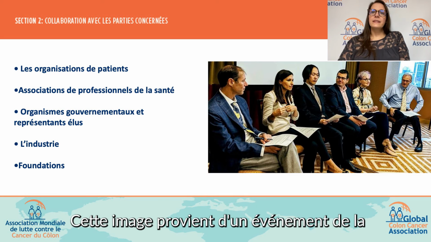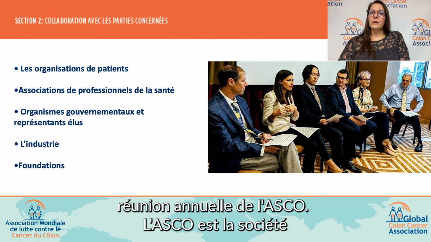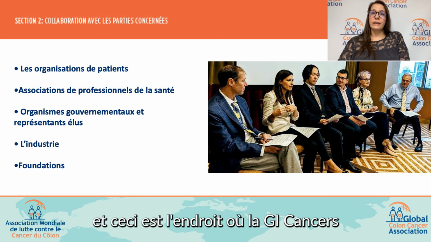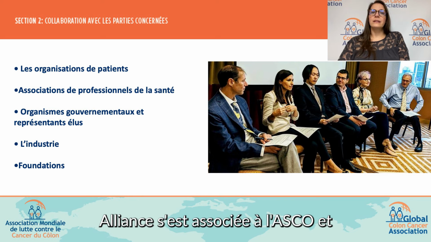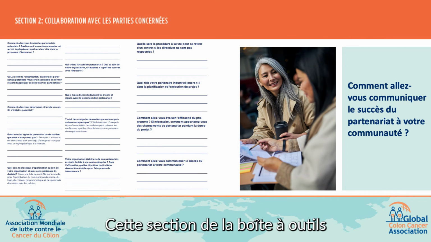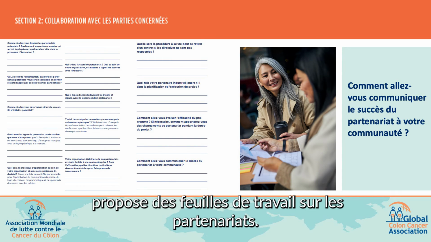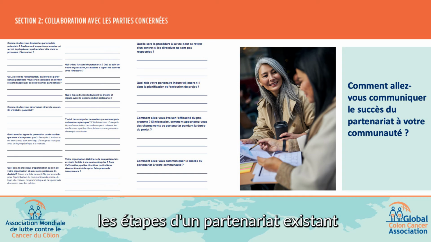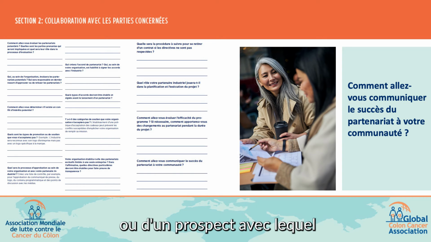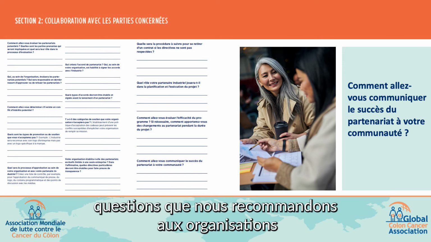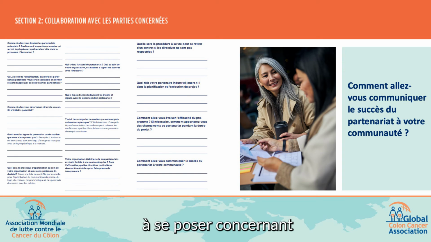This image is from an event at the ASCO annual meeting. ASCO is the American Society for Clinical Oncology, and this is where the GI Cancers Alliance partnered with ASCO and convened a panel. This section of the toolkit features worksheets on partnerships. Utilizing the toolkit, you can walk through the steps of an existing partnership or a prospect that you are looking to partner with. Some of the questions we encourage nonprofits to ask themselves regarding existing or future partnerships include: who are potential partners for this project?